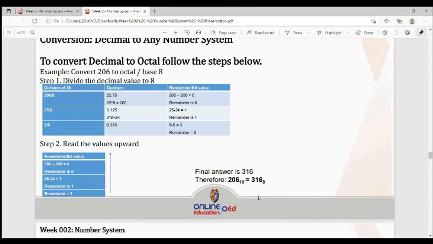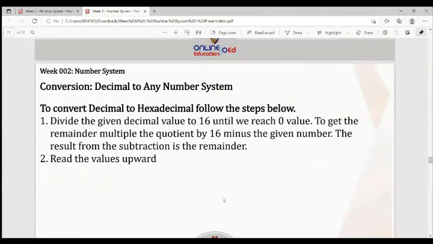So that's how we convert a decimal into octal. And to convert decimal to hexadecimal, doon naman tayo sa hexadecimal, divide the given value by 16 until we reach 0 value. So parang pareho lang yung process niya sa octal, sa binary. Kaya lang nagbabago lang yung ginagamit natin na pinagdi-divide. So instead of 2, instead of 8, gagamit tayo ng 16 for hexadecimal.